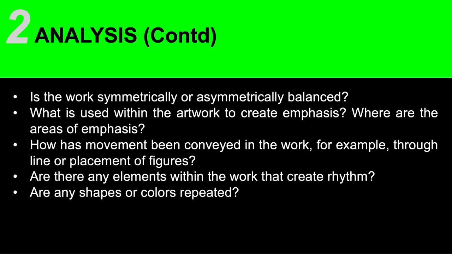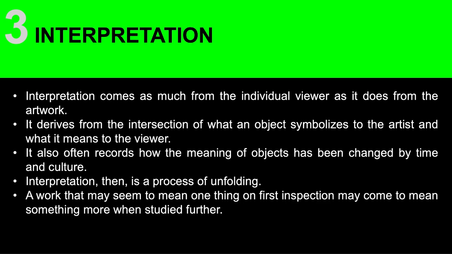The third one is interpretation. Interpretation is very individual, and that's what I was saying. When I give you an assignment, kindly make sure that every single person's voice is shared, right? Because everyone's interpretation is very different. That's why the first point says interpretation comes as much from the individual viewer as it does from the artwork. It derives from the intersection of what an object symbolizes to the artist and what it means to the viewer. It also often records how the meaning of an object has been changed by time and culture. And it's also a process of unfolding. So you're able to step back and say, what did I think about that work? It's your views, your opinion. And so a work that may seem to mean one thing on first inspection may come to mean something else when studied further. Next slide.